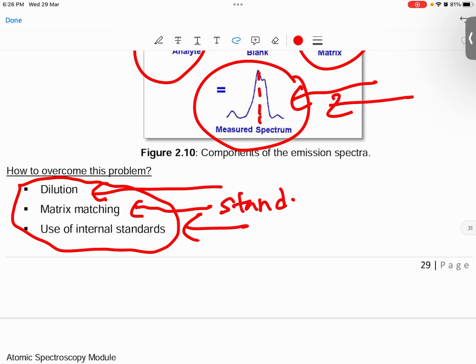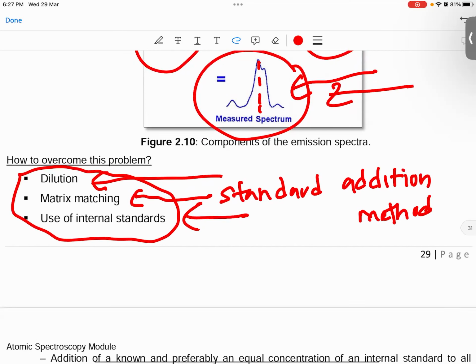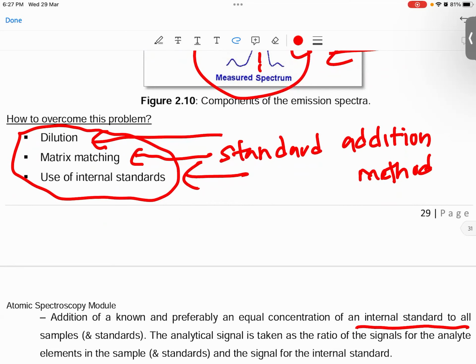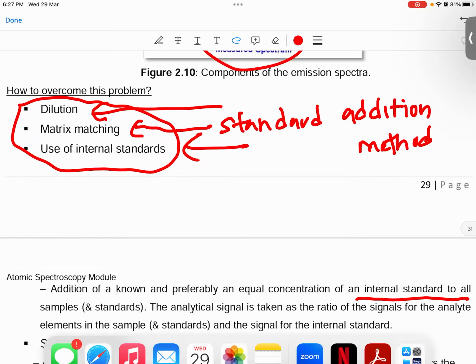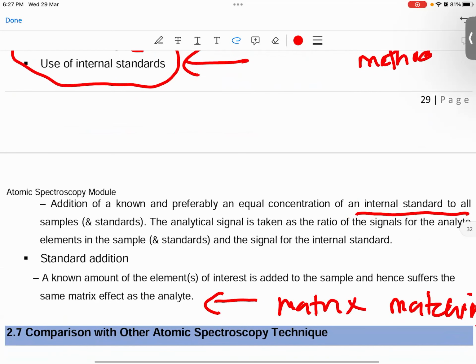We also discussed the standard addition method last lecture. So that is matrix matching. We have to use the matrix as part of the preparation of the standard solution, to construct the calibration plot. We can also use internal standards.